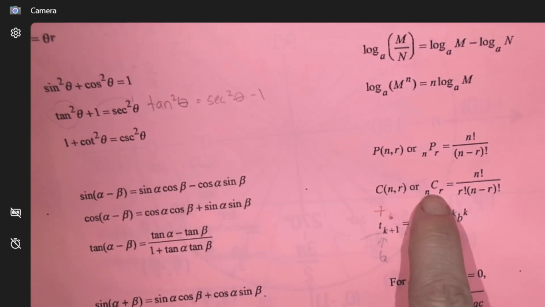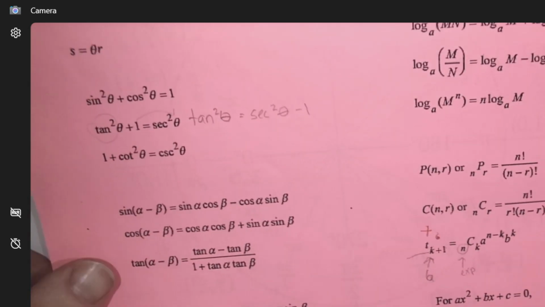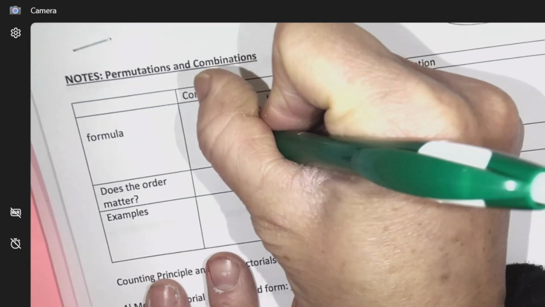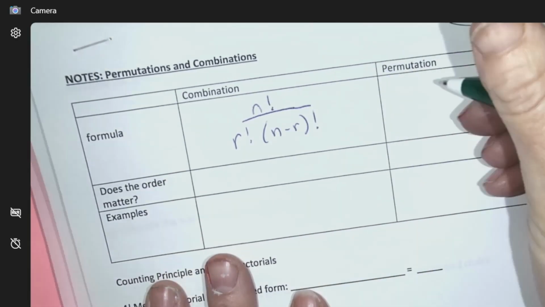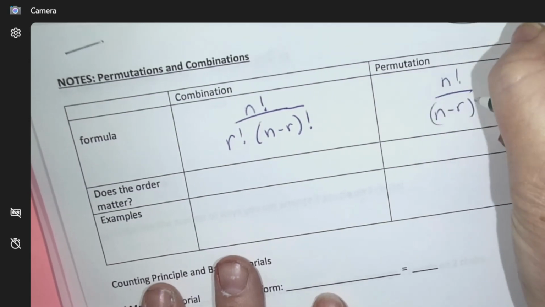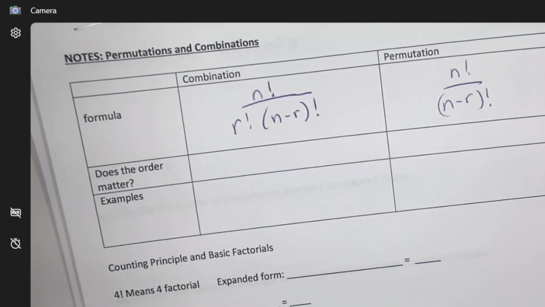The combination is obviously the one that's got a C in it, and the permutation is the P one. So I'm just going to copy these down. You have no idea what this even means. Okay, so that's where I got them from, the formula sheet.